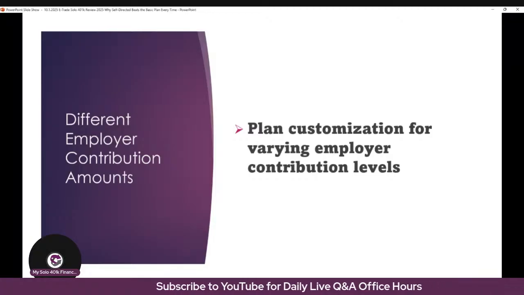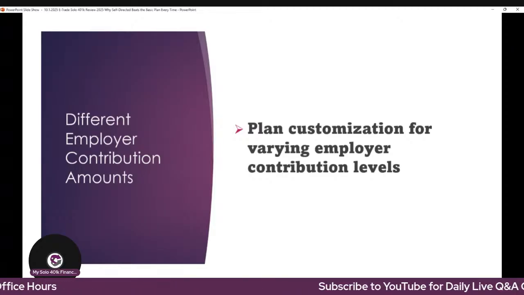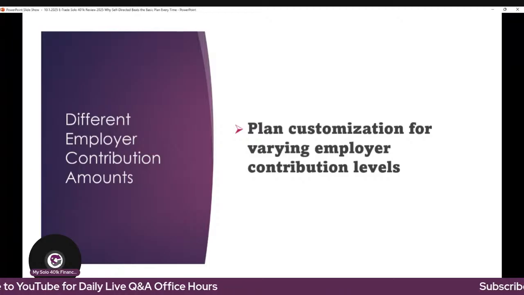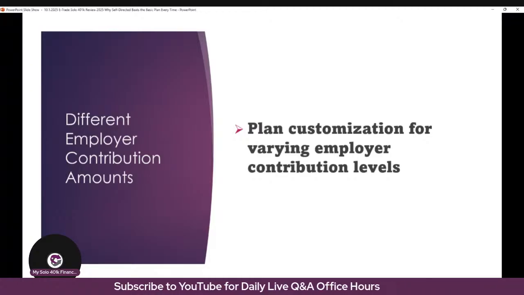So for example, one spouse may want to contribute the full employer contribution, say 25% of the W-2 wages that they receive from their self-employed business taxed as an S-Corp. Whereas the other spouse may not want to make any employer contributions. They may want to just focus on Mega Backdoor Roth solo 401k contributions. So our plan would allow for that customization where one spouse is contributing at one percentage, the other spouse is contributing at a different percentage.